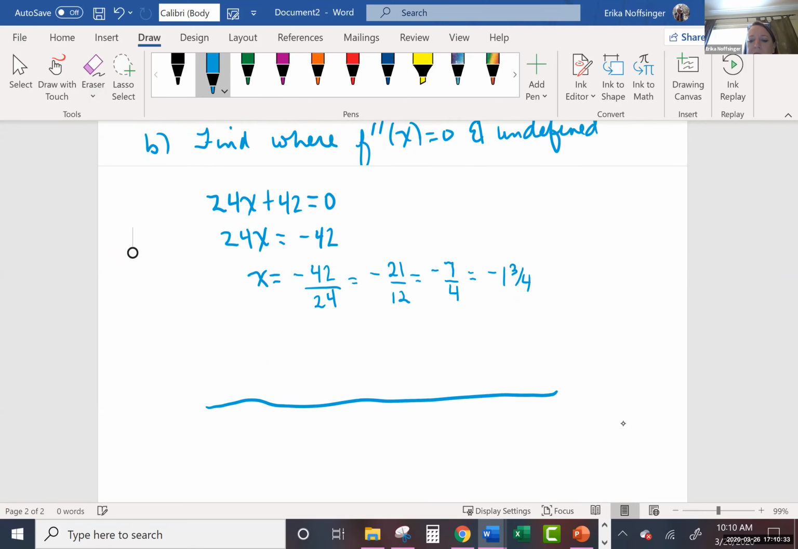but to test for concavity. And so we put that on the number line. And we need to test into the second derivative, a number on the left and the right of that number.